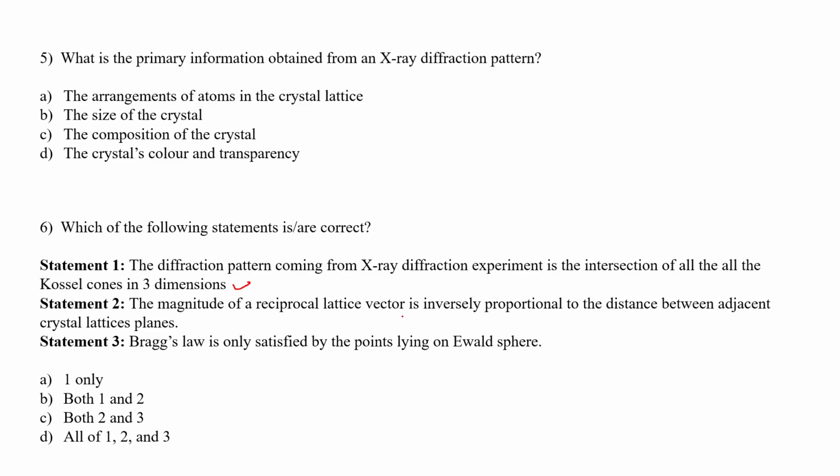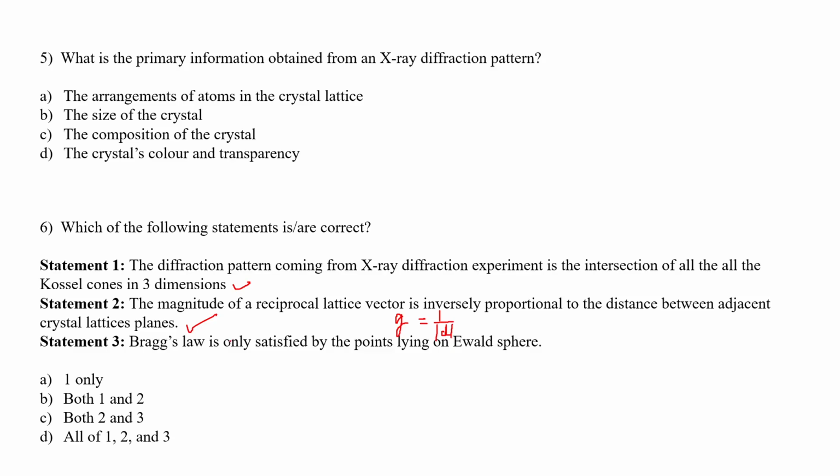The reciprocal lattice vector, which is vector G, remember, is inversely proportional, and G was given by 1 by d, magnitude of 1 by d. So the magnitude of the reciprocal lattice vector G is inversely proportional to the distance between the adjacent crystal lattice planes. This statement is also very correct.